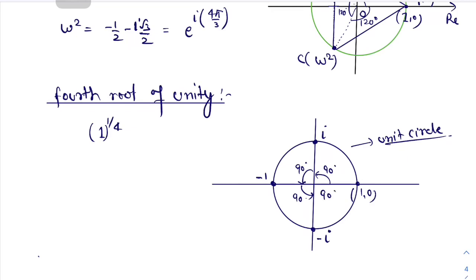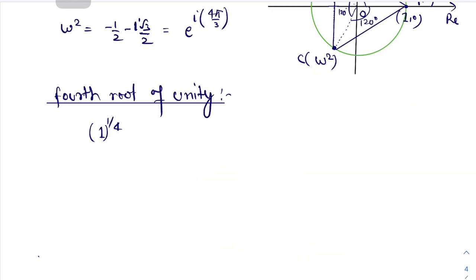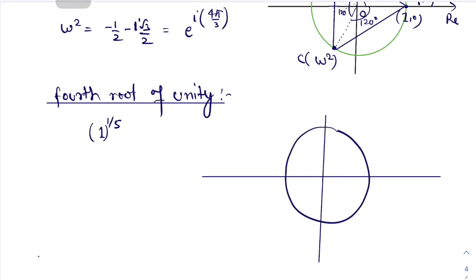So in this manner we can get the fourth root of unity. We can also get the fifth root of unity. Let us locate the roots of the fifth root of unity on the complex plane. Let me create some space here. Let's say we are required to locate the fifth root of unity on the complex plane. We know we are going to get 5 such complex numbers.